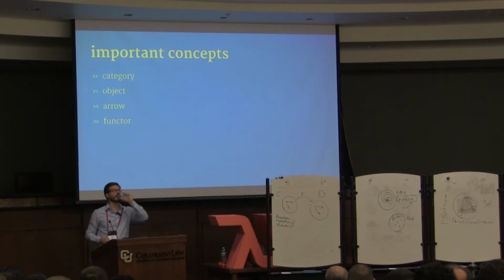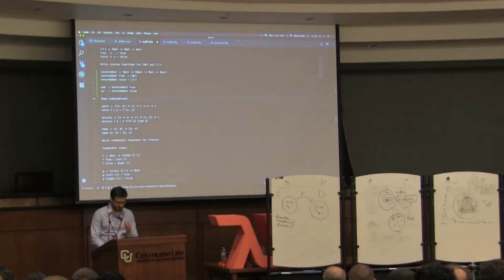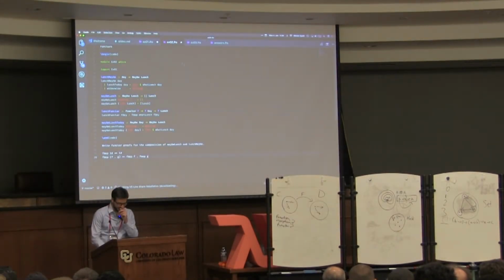Yeah? Can you give an example of the functor mapping from category to category? Yeah, actually, I think I have some exercises for that, which maybe we can just do right now. Let me see.